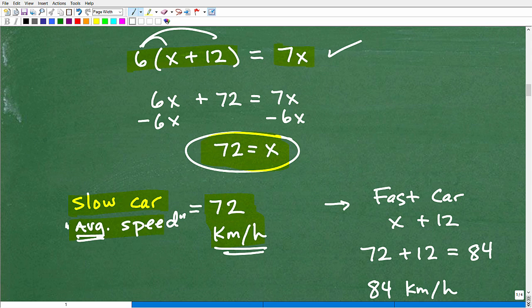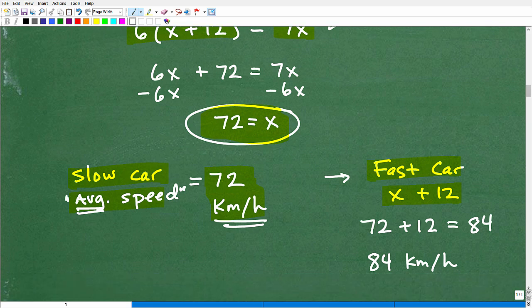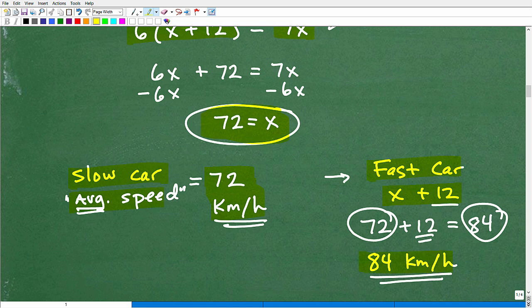All right, now we want to get the speed of the faster car, the other car, so that's going to be x plus 12. Remember, the speeds differed by 12. We know the slow car was at 72 kilometers per hour, so we add 12 to that, which gives us 84 kilometers per hour. And now you are done.